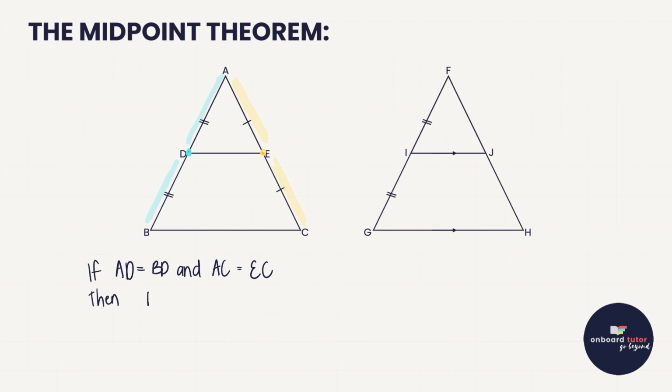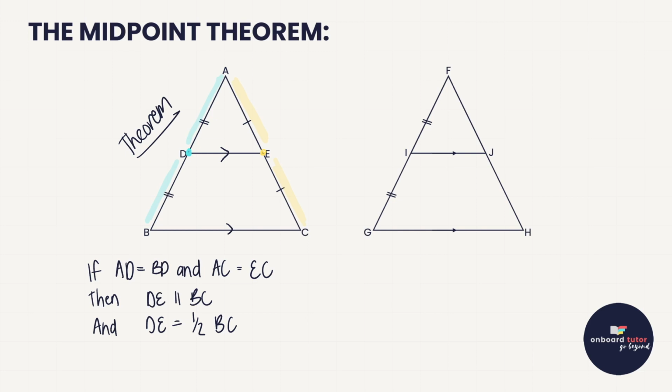The first thing is that DE is parallel to BC, so we're allowed to now say that. And DE is equal to half the length of BC. Okay, so two bits of information there. That is known as the midpoint theorem. A theorem is always true.